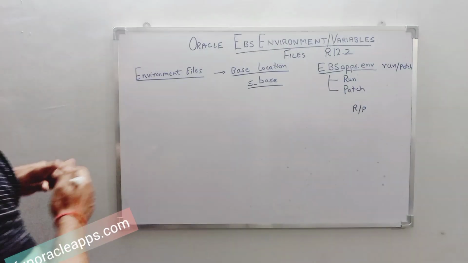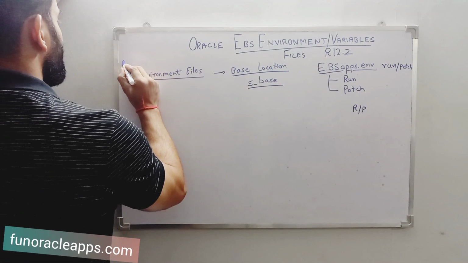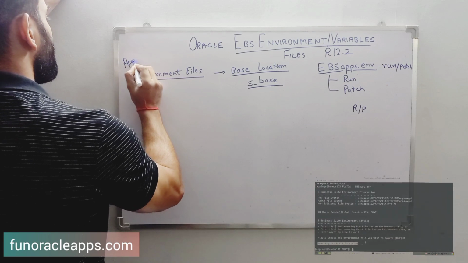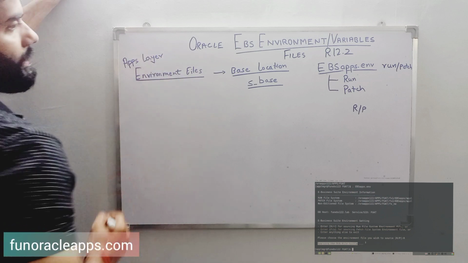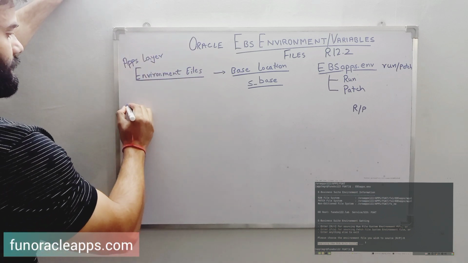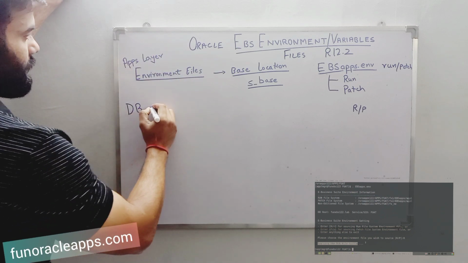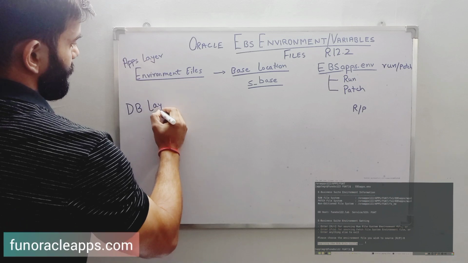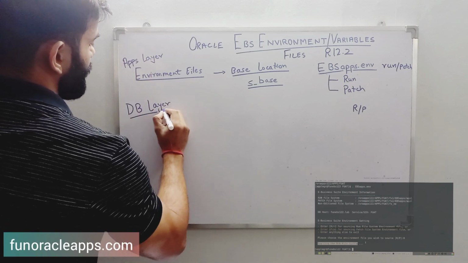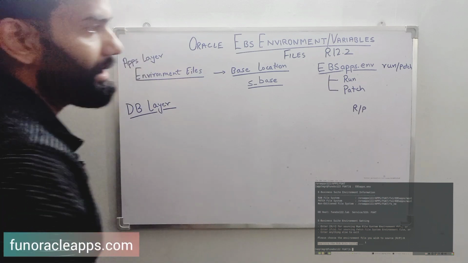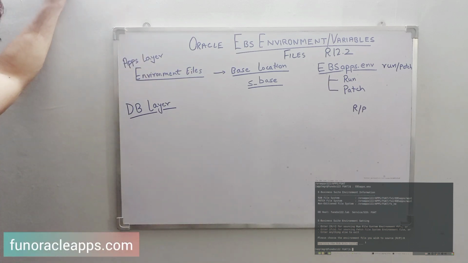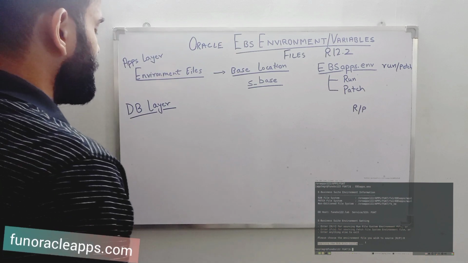This file you will be seeing on your application layer. This will be in the apps layer. There is another layer, your DB layer. There is again one important file in the DB layer, that is for sourcing your database environment. In EBS you will get an environment file directly, which you can directly use.